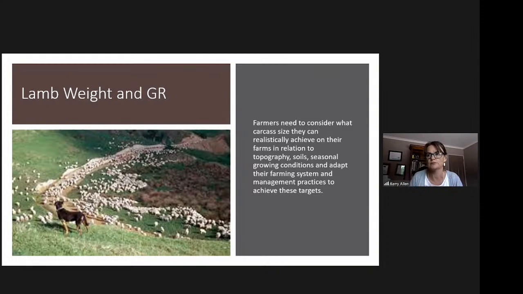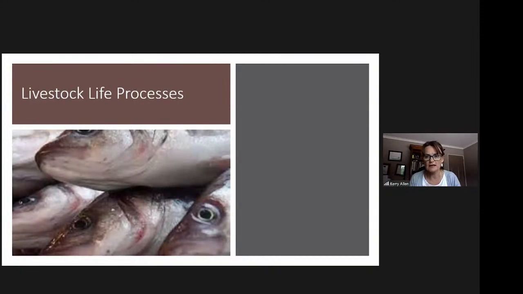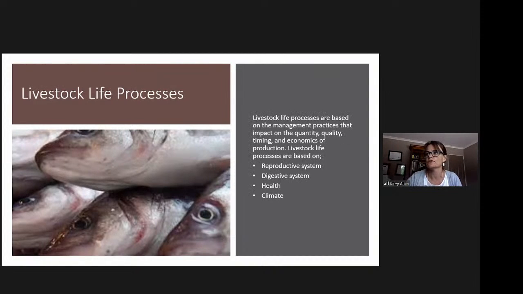But that is the beauty of farming, and that is what you are trying to achieve. Okay, so the last one there for this section on growth and development is looking at those livestock processes. So there are 4. The processes are under these 4 headings, should I say.